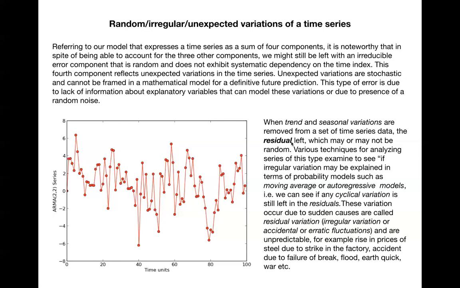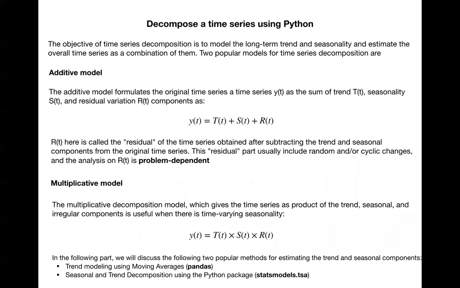From here on, we're going to unpack the time series into trend, seasonal, and residual. Whatever is not trend and not seasonal, that's left, is called residual. These residual variations you can calculate in different ways, and we're going to see how to calculate them today using two methods. Analyzing these random variations is very problem dependent. To decompose a time series using Python, there are two models. One is the additive model.